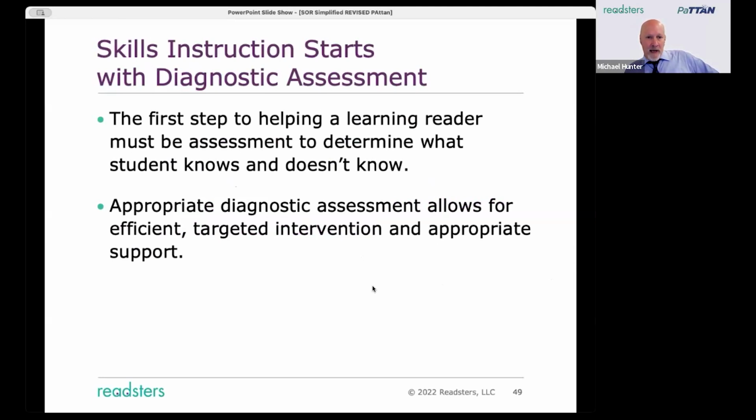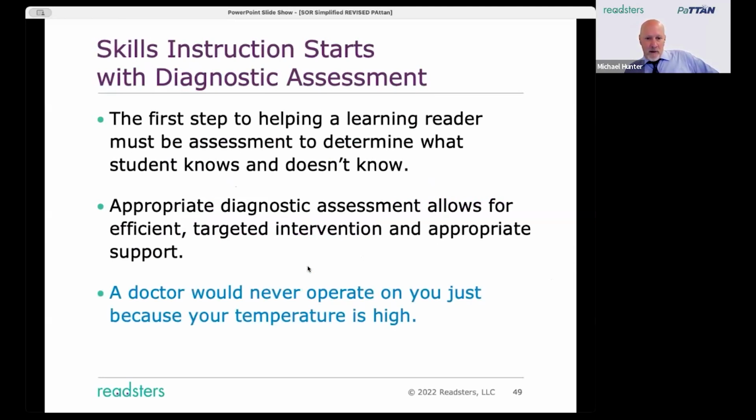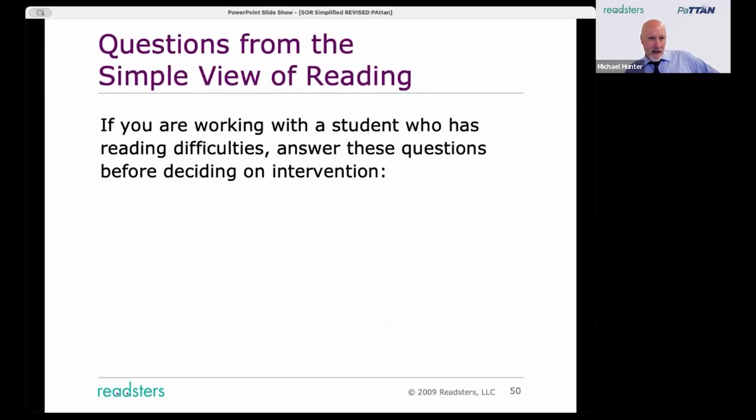I just want to show you how to think about diagnostic assessment with our map. Remember that if you are trying to figure out what a student is weak in, you need to do diagnostic assessment, which is not the same as your screening assessment. A doctor would never operate on you just because he's taken your temperature and said, "Oh, you have a fever." He's going to figure out why you have a fever before he does anything.